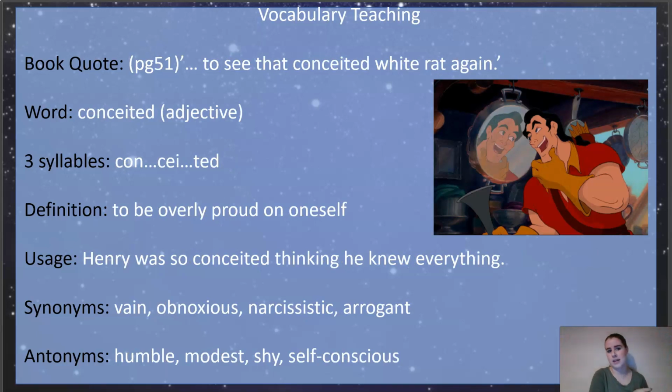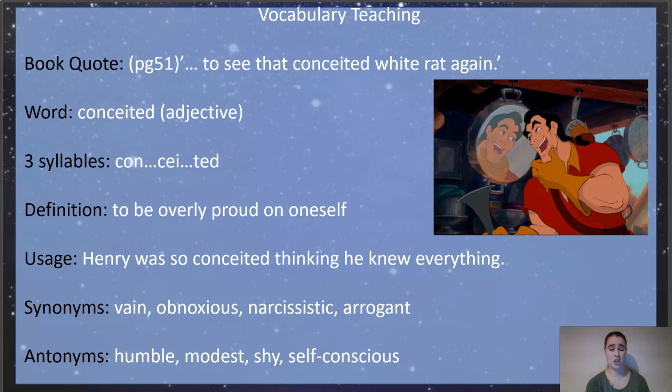Now, one of the other words we're looking at on page 51, to see that conceited white rat again. So we're going to look at the word conceited. Now, it's an adjective. And in this context, it's used to describe the white rat, Gilbert. So it's 3 syllables, conceited, conceited. And it means to be overly proud of oneself.